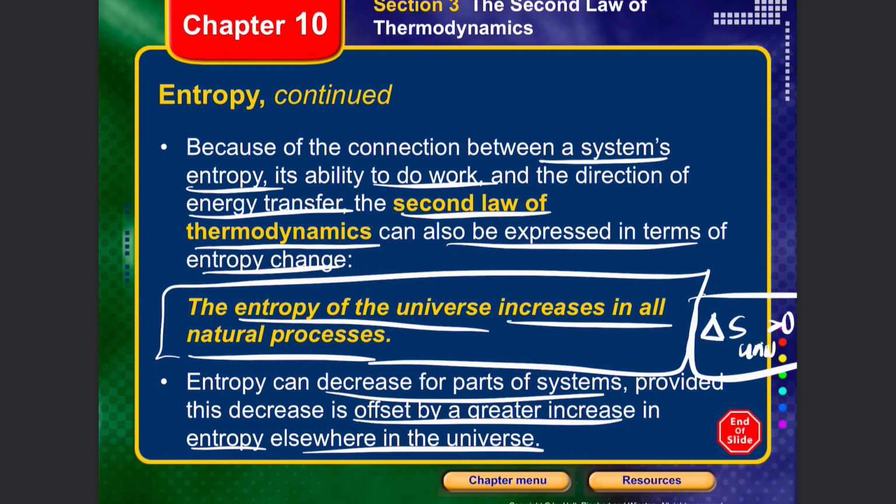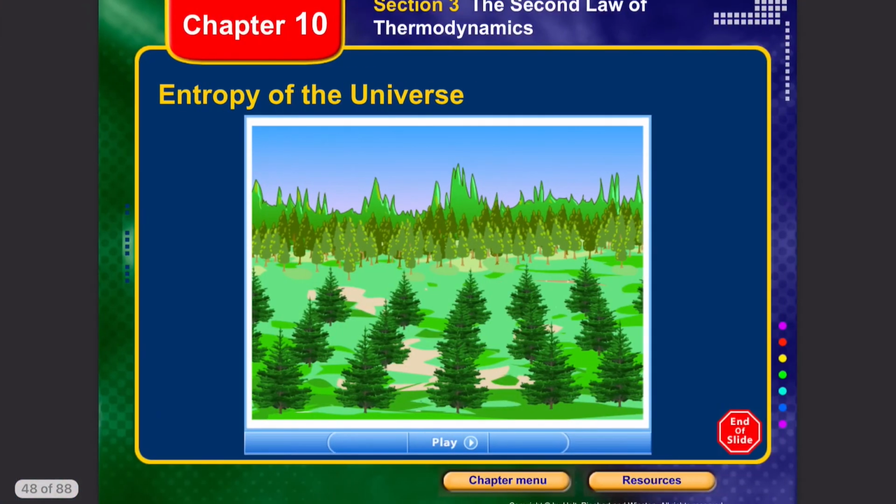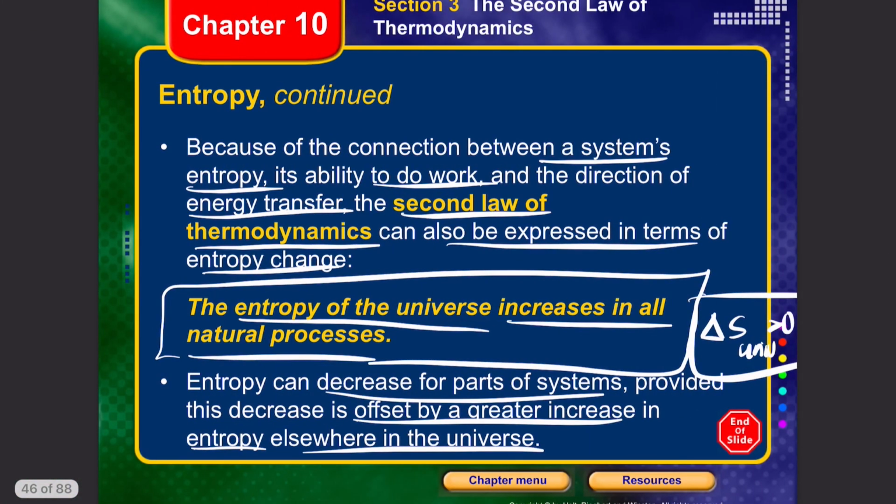So even if the system undergoes a decrease in entropy, for that decrease to occur, there must be an increase somewhere else. This is the idea behind the entropy of a system. So with that, we end our lecture on thermodynamics.